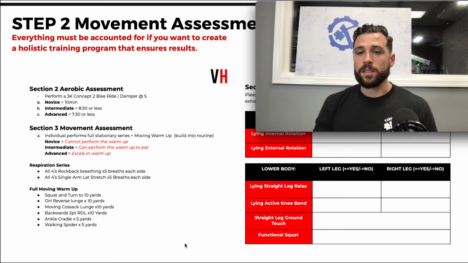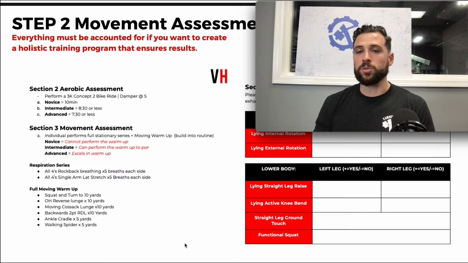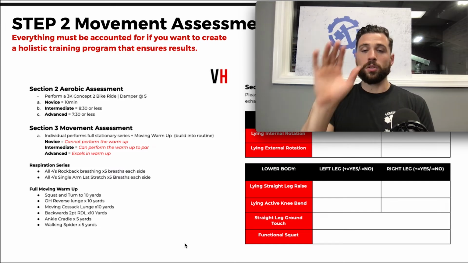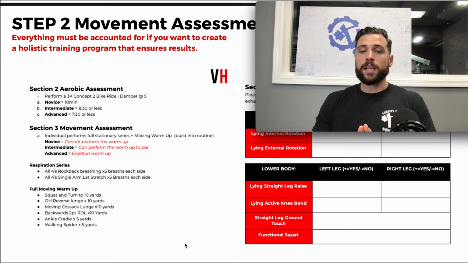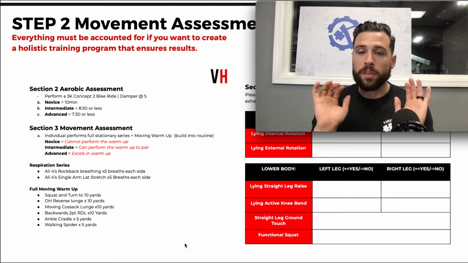Straight leg ground toe touch test. They're going to stand up straight. They're going to make sure that they keep their toes together, exhale all of the air, keeping their knees straight. They're going to try to touch their toes with their palms.